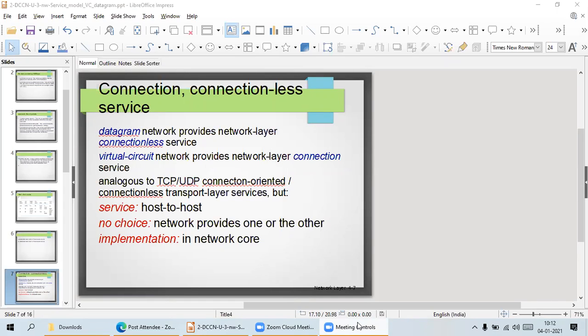Datagram networks are your WhatsApp messages or your email; this kind of data transfer is considered a datagram network. This is the connectionless network. What is the difference between connectionless and connection-oriented service? We will discuss it first. Virtual circuit is the connection-oriented service, meaning your mobile network or your landline.